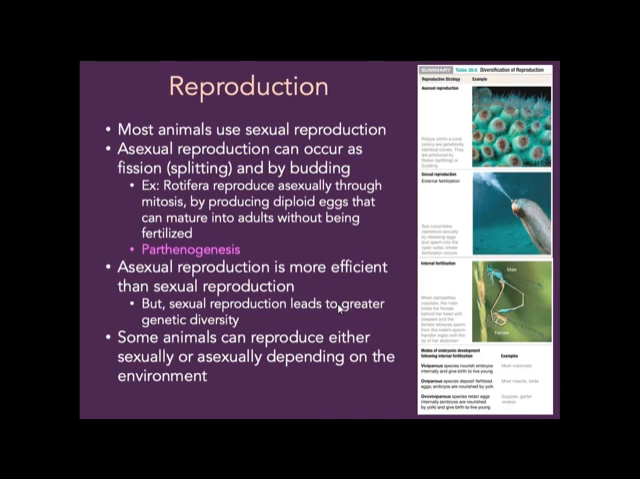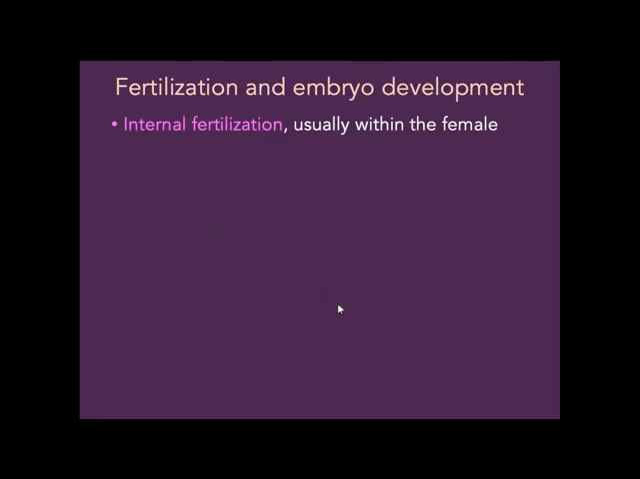All right. In terms of fertilization, there can be internal fertilization, meaning the sperm is put into the female somehow and then fertilizes the egg inside of the female. There can be external fertilization, so the sperm and the eggs are laid outside of the body and then fertilization occurs in the environment.